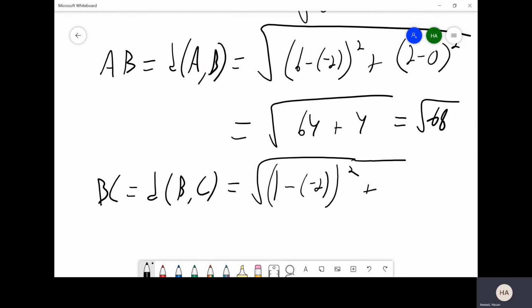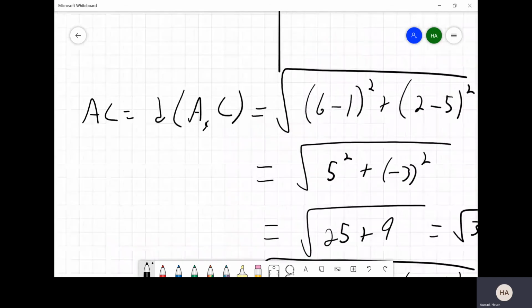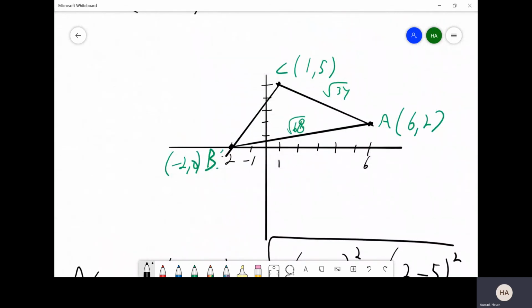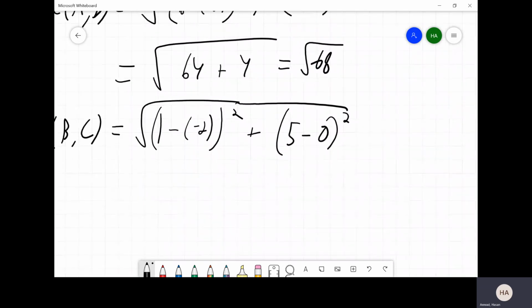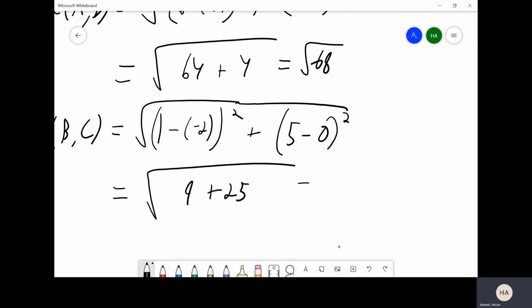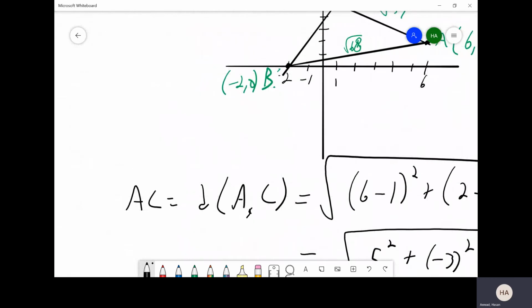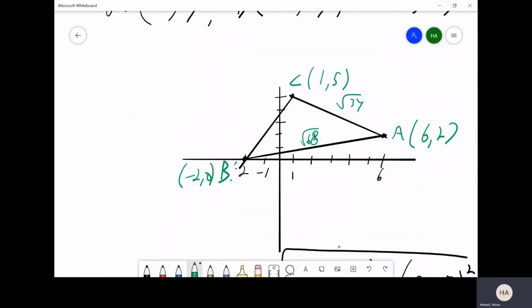Okay, and this is going to be plus 5 minus 0, right? And let's just double check. Again, the y component of C is 5, the y component of B is 0, so it's 5 minus 0 squared, which is exactly what we have. Okay, let's simplify down. So we now have the square root of 1 minus a negative 2, which is 1 plus 2, so that's 3 squared, which gives us 9. And 5 minus 0 is just 5. 5 squared is 25, so we get 9 plus 25. And once again, 9 plus 25, we get square root of 34 again. So we have square root of 34, and we're going to write that over here.